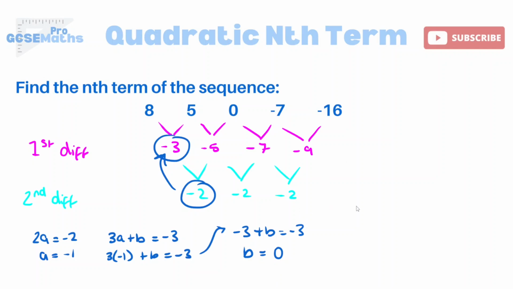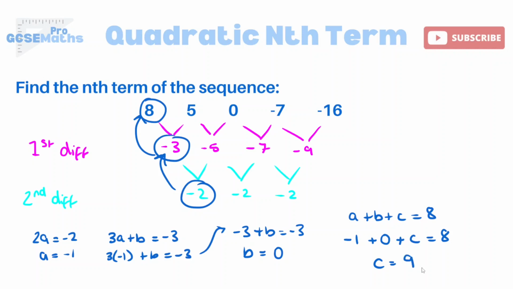That's fine. And finally, we jump up to the last one, which is the actual first term in the sequence. A plus b plus c equals 8. Now we know a is minus 1. We know that b is 0. I'm going to write it, but you don't technically need to. Plus c is 8. To get c on its own, I'd have to add 1, wouldn't I? So c is 9. And then you just put it in the correct format of any quadratic, but obviously using n.